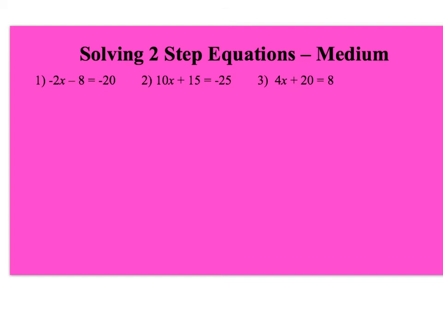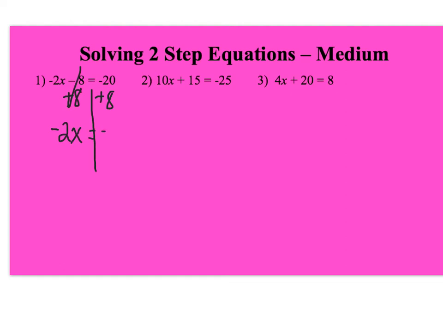Okay, so this first one, again, I'm going to separate my sides. I have negative 2x minus 8, so I want to get rid of that 8 first. I'm going to do the opposite and add 8 to both sides. So my 8s cancel out, and be careful here, I'm left with negative 2x equals negative 20 plus 8.